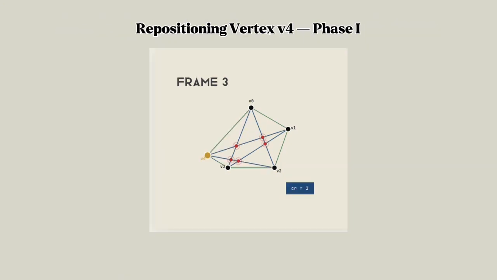Vertex V4, highlighted in orange, is moved to the outer side of the graph configuration. Its new position is placed outside the triangle formed by vertices V0, V1, and V2. As a result of this repositioning, several edges that previously intersected can now be routed without crossing each other. Consequently, the number of crossings is reduced from 5 to 3.